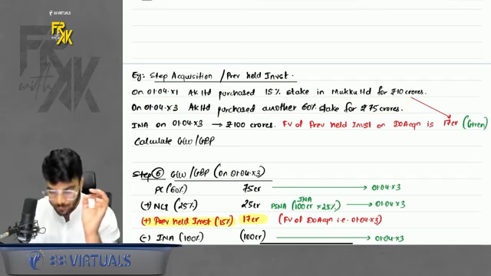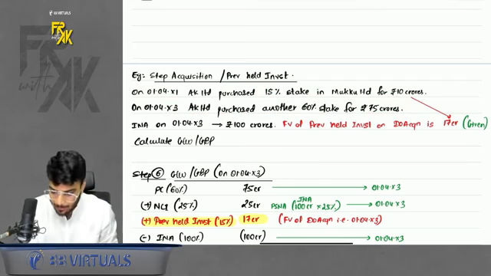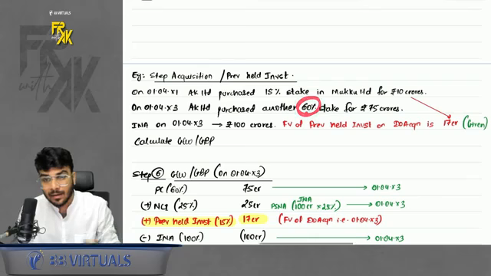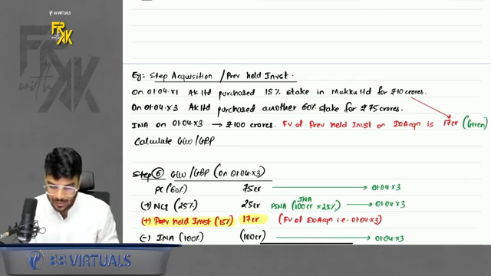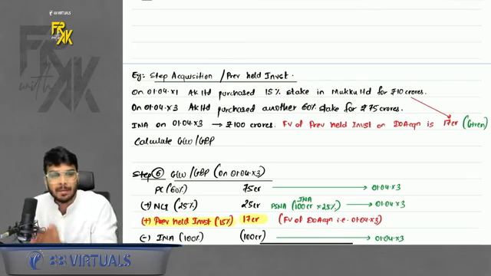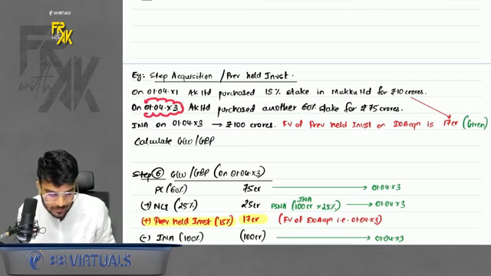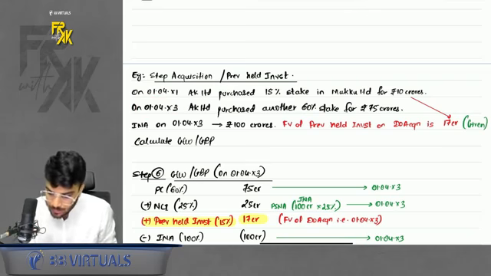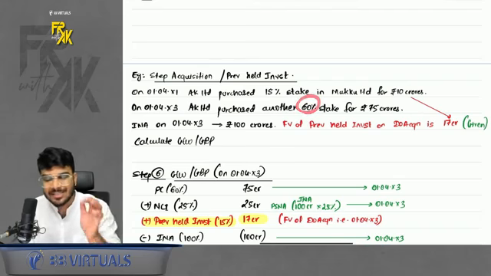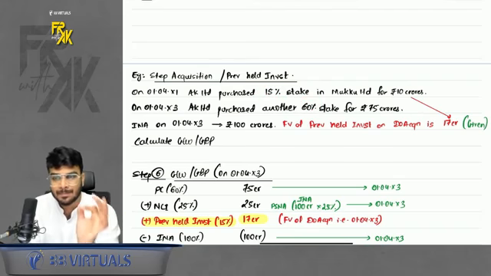Now, if you look carefully, with the first 15% stake, did I obtain control? The answer is no. But as soon as I obtained the 60%, did I obtain control? Yes. I have the 15% also, I have the 60% also. So when will you start preparing the CFS on day 1? Your date of acquisition will be 1st April 13. Now, today you acquired only a 60% stake. Whatever stake you had before the 60% is known as previously held investment.